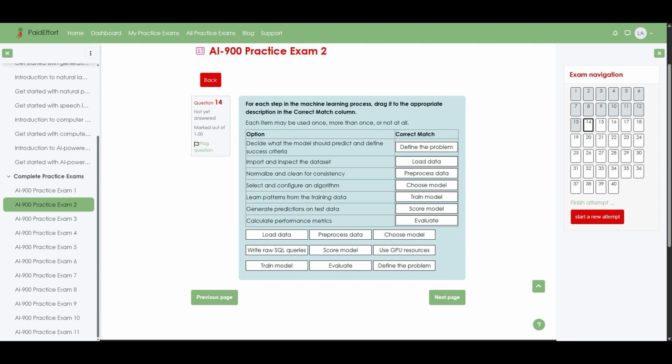Then comes pre-processing. This is where you clean the data, normalize values, handle missing entries, and get everything ready for training. Think of it as setting the table before a meal. Everything needs to be in place.